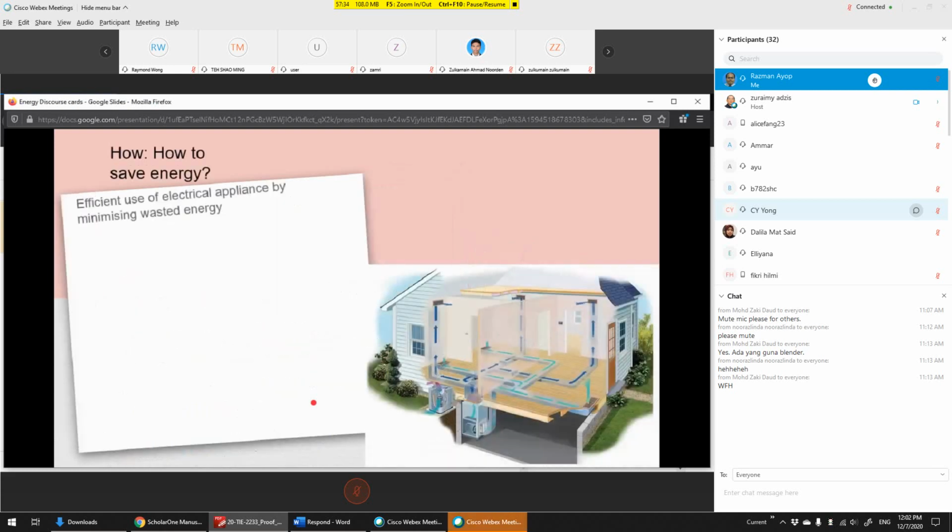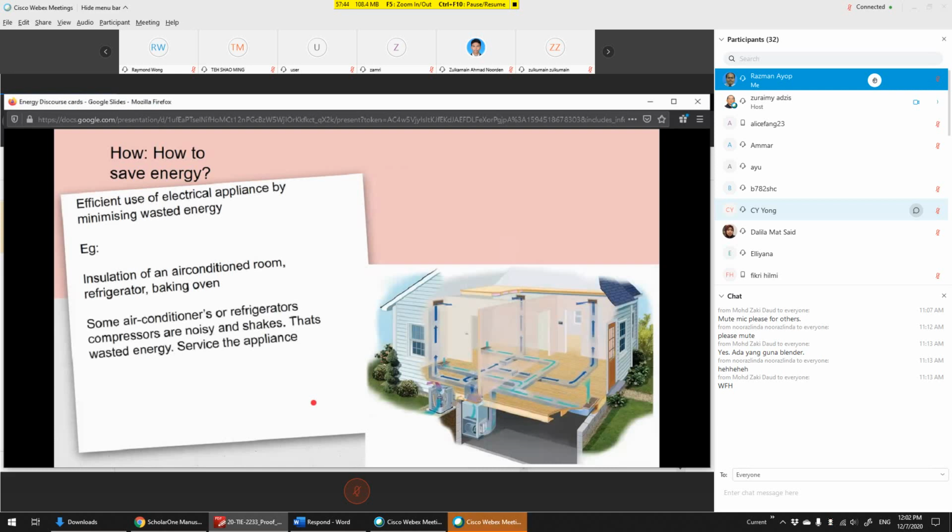So how to save energy? Efficient use of electrical appliances by minimizing wasted energy. Insulation of an air-conditioned room. Air conditioner or refrigerator compressors that are noisy and shaking: if your appliance makes a lot of sound that it's not supposed to, then you need to service the appliance. Why? Because when you service the appliance, later it doesn't waste energy.